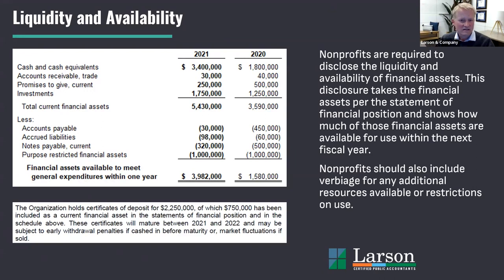And then this one has an example of some additional verbiage for resources available. In this case, there's CDs available that mature at a later date, but if there's any immediate need, they could cash in that CD early if necessary. Some other examples here are if you have a line of credit available that you haven't drawn on, you can include some disclosures here about having that as an item available for your organization.